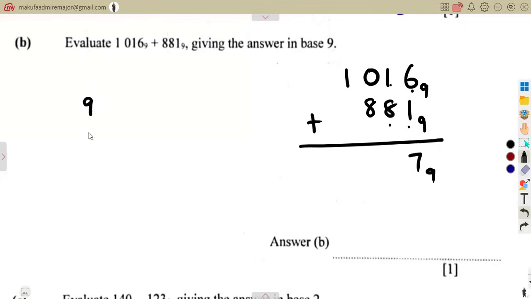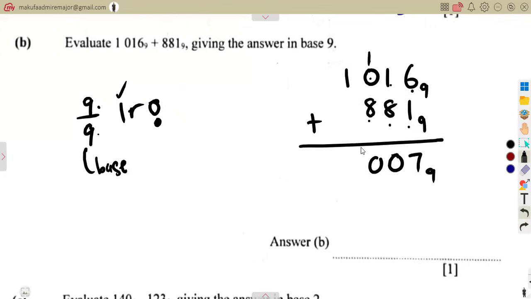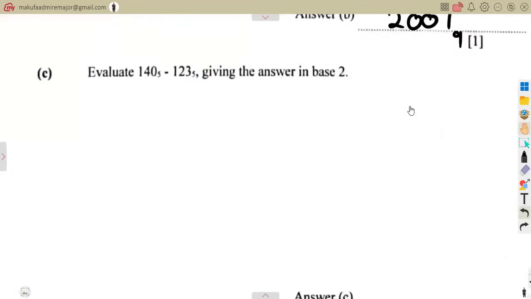Remember, if the number is equal to the base, you divide by the base. So the 9 is the base. 9 into 9, that is 1 remainder 0. The remainder on our answer, this 0, we write down, and the 1 we carry to the next term. Add 1 plus 0 plus 8. That's again 9, over 9, remainder 0, we carry a 1. 1 plus 1, that is a 2. So you're going to obtain 2007 in base 9. That is in base 9.